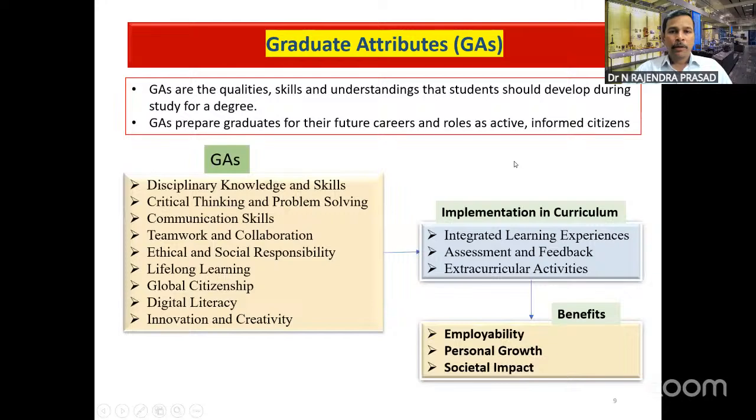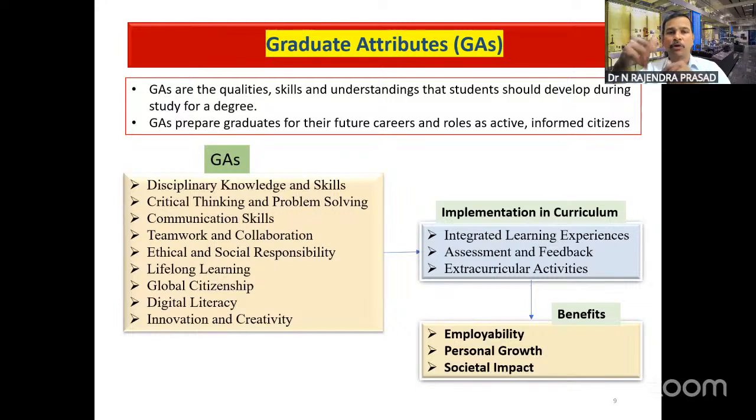When a candidate graduates, it may be an undergraduate degree, honors degree, master's degree, or doctoral degree, diploma, certificate, program, whatever it is, there are certain attributes he has to earn. What are those attributes? They are known as graduate attributes, simply called GAs. These graduate attributes are the qualities again. So after completion of the degree, what qualities has that candidate earned? Their skills, their understandings that students should develop during study for a degree.